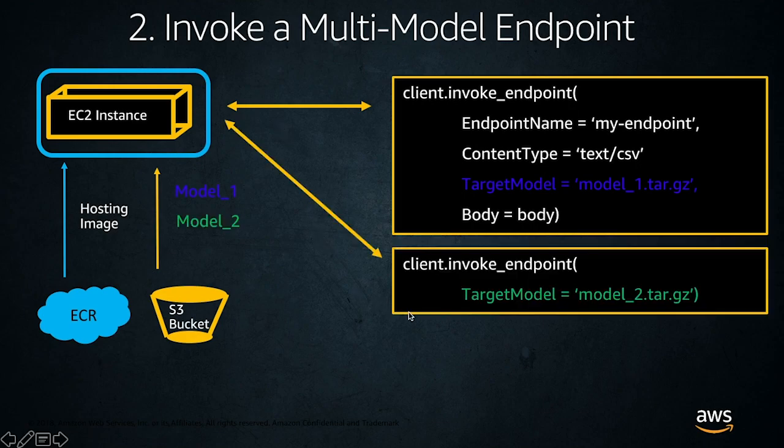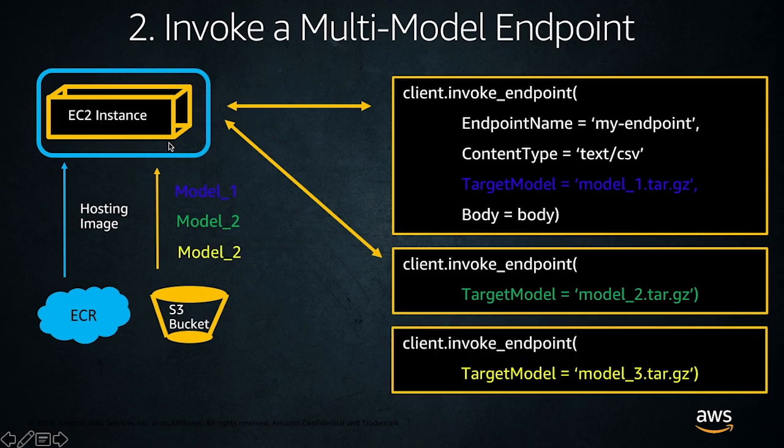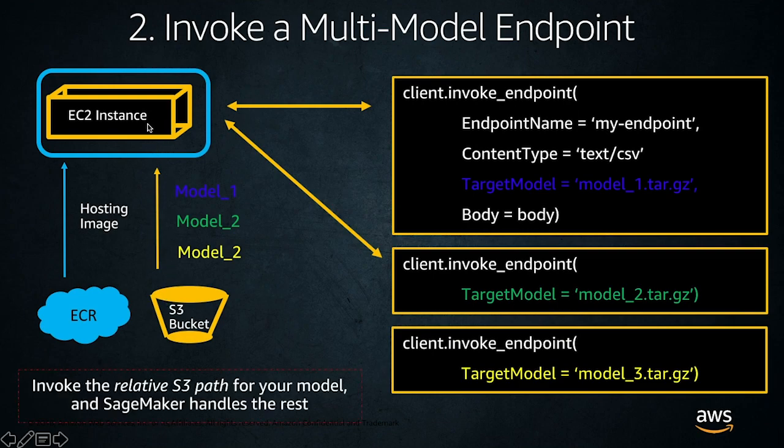Now, if we start invoking the second model, so if we change this and say target model equals model_2, that's when model number 2, again, is going to get copied from S3 onto that host. And then same thing. So if we switch this out again and get a third model, that third model, in this case the yellow one, is going to be copied from S3 onto that EC2 instance. So that's how we invoke it. And then just remember, we're going to be invoking this relative path here, and then SageMaker is actually going to be handling the rest of this.